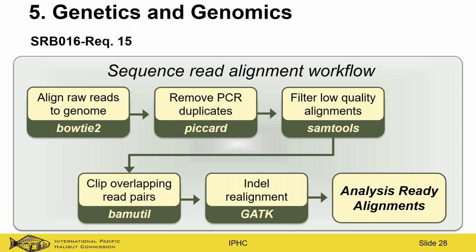We'll clip overlapping read pairs. The data you get back are paired sequence reads, and in some cases they overlap, and in those regions where they overlap, you want to account for that so it doesn't affect the depth at which you can call genotypes. And then finally, we'll perform indel realignment to improve alignments around insertion-deletion elements, using information from other sequence reads at those locations in the genome. At that point, we'll have what you could consider analysis-ready sequence alignments. So next slide.